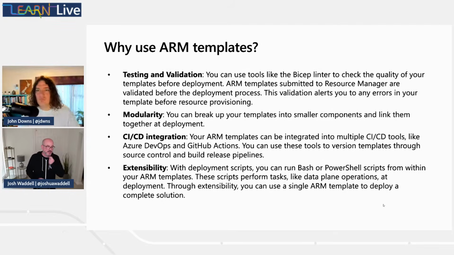Testing and validation. Some of the things that are available to us with ARM templates: we can use the Bicep linter inside of VS Code that can give us some ideas of some things that we may need to change or some values that are missing, some names that are incorrect. There's also a template validation process that occurs.